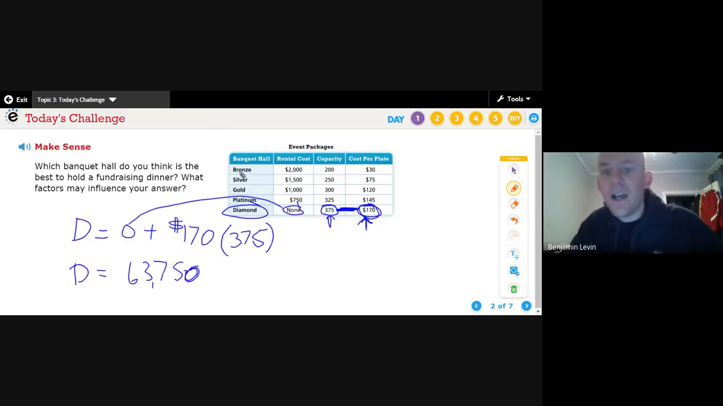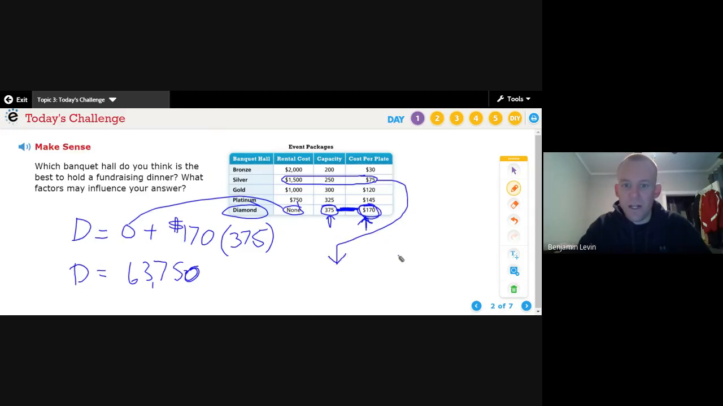Let's look at how much it would cost to rent the Silver Banquet Hall. I'm going to write an equation for the Silver Banquet Hall down here, and we'll see which one is less expensive to rent. So the silver equals, well, the rental fee is $1,500, so we're starting out at $1,500, right? That's our starting point. That would be our y-intercept if we were writing a linear equation. And then we have to add the food cost, right? 250 people times $75 a plate.